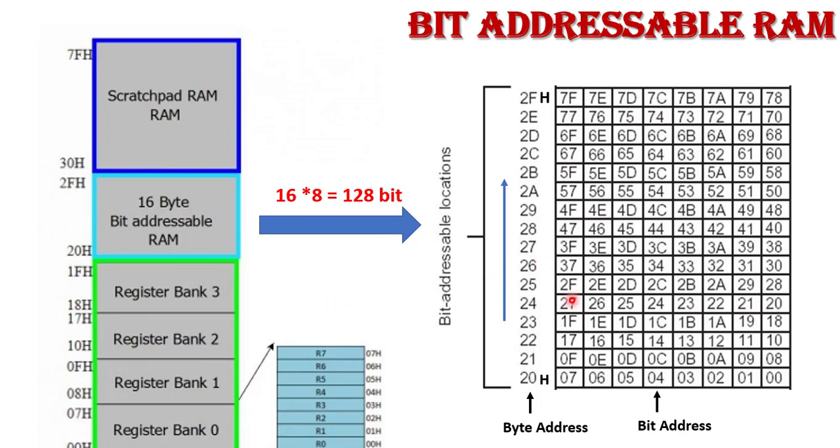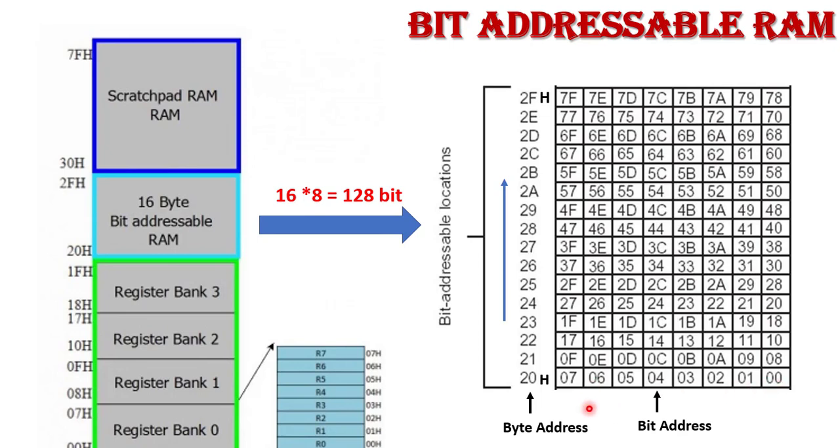So here we see in the diagram, this is the bit addressable area. The bit addressable area has 16 bytes. Here is the byte address of the bit addressable area, which starts from 20H to 2FH. These are the 16 bytes of the bit addressable area. Each byte has 8 bits, so it has a total of 128 bits, and these are the bit addresses of the bit addressable area. So the first bit is 00H.